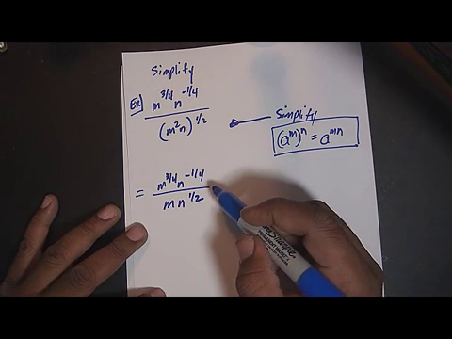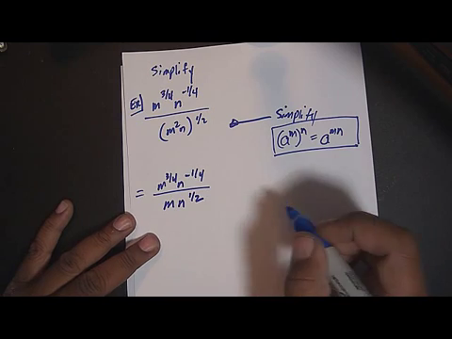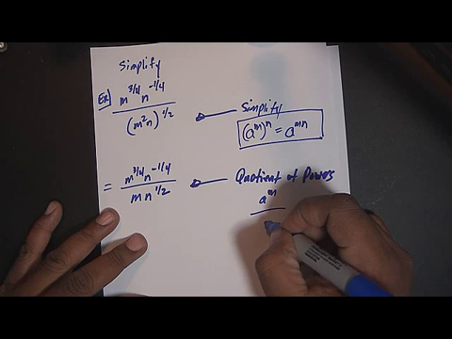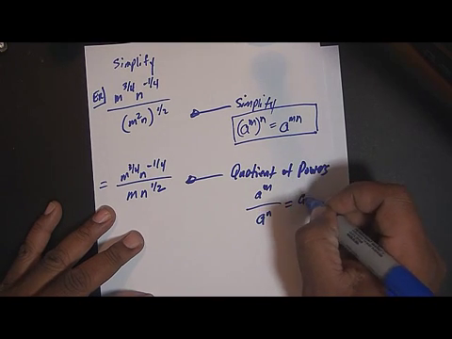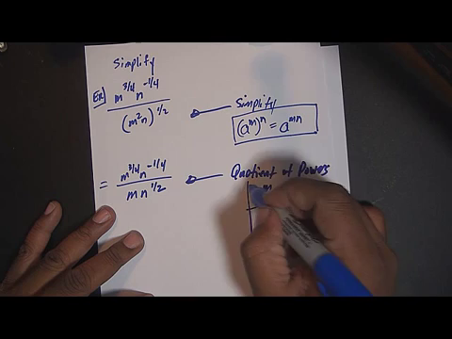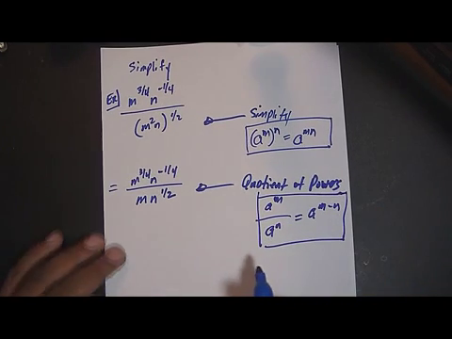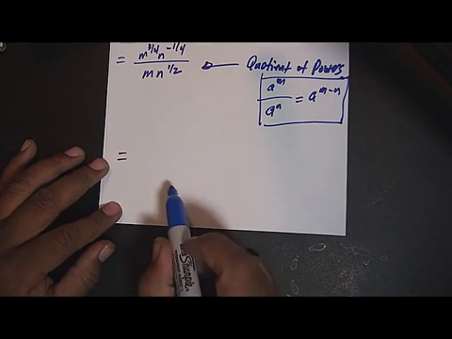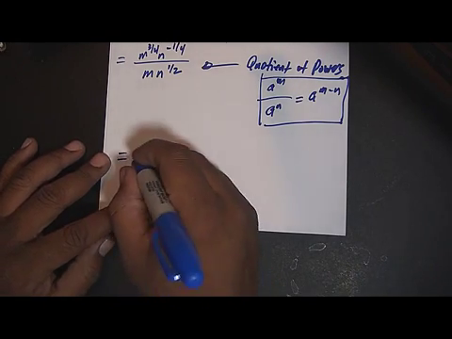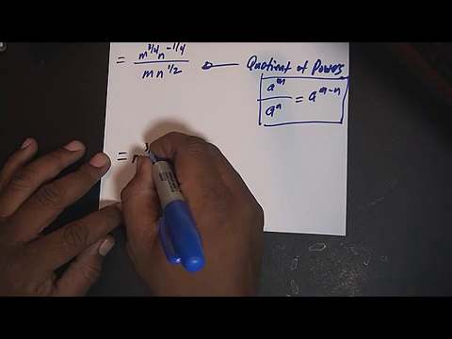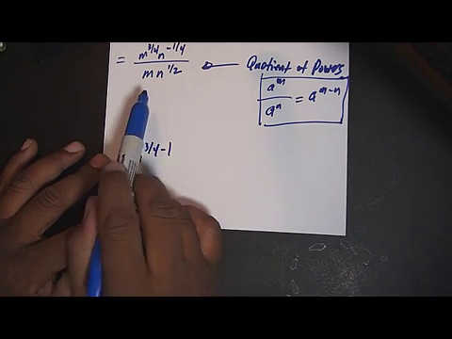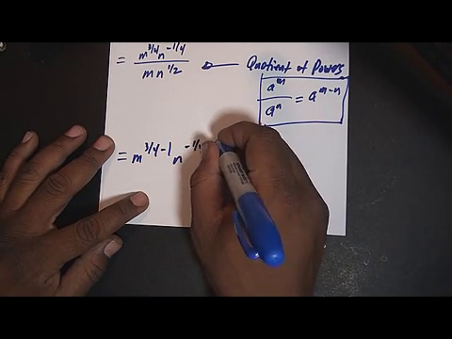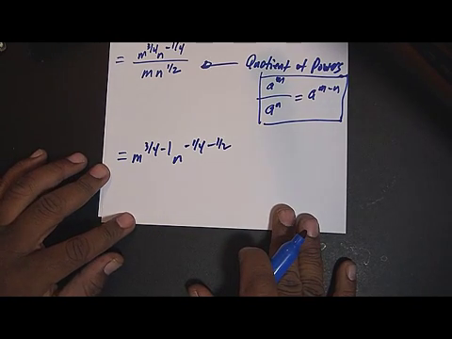Next, I'll use the quotient of powers rule, and the quotient of powers rule states that a to the m divided by a to the n is a to the m minus n. So I shall apply this with my m and n variables. I'm going to apply that to my variable m. I now have m to the 3/4 power minus the understood 1, times n to the negative 1/4 power minus 1/2.